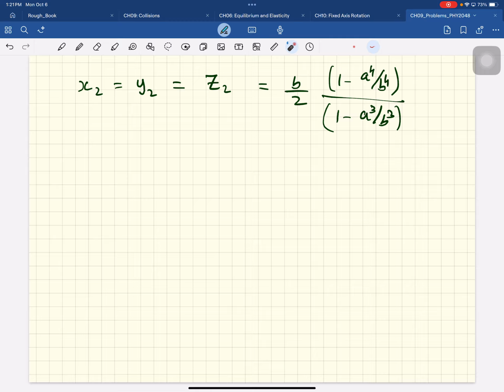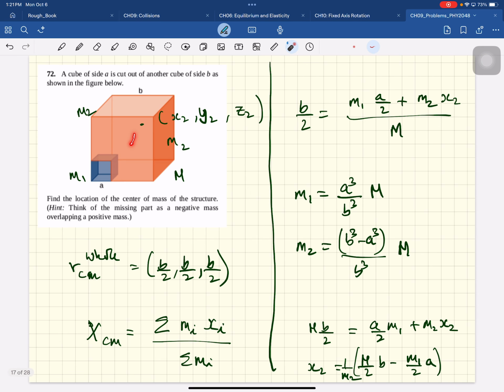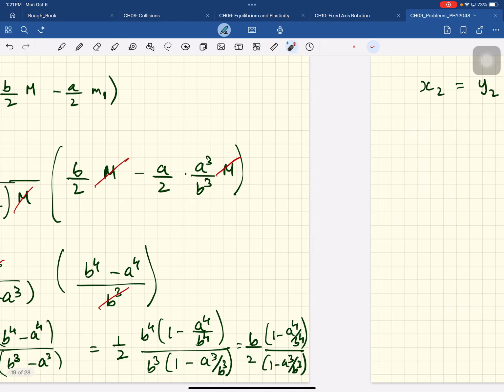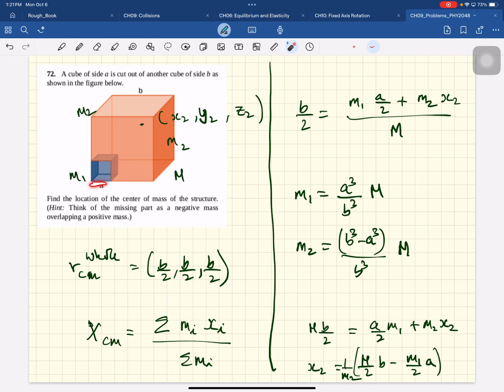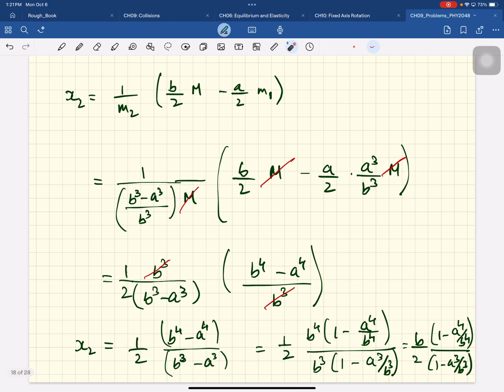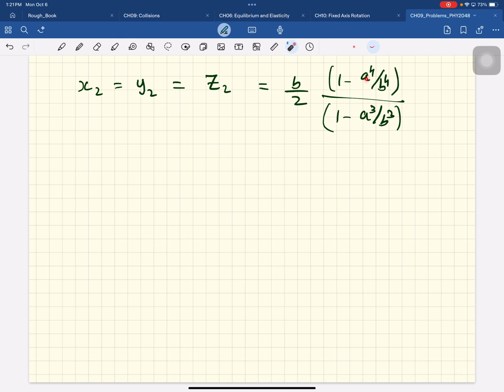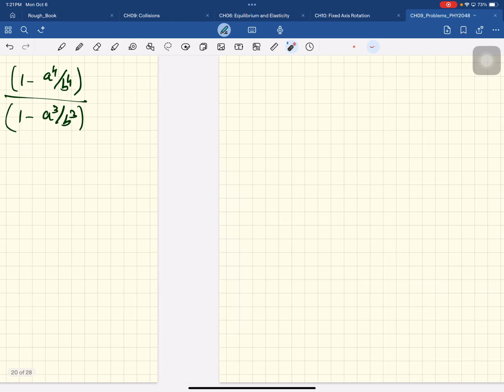As expected, the center of mass of this piece is diagonally further away. And this has the right limit. If A goes to 0, where should that center of mass be? B over 2. If A goes to 0, both terms are 0, and it would be at B over 2.